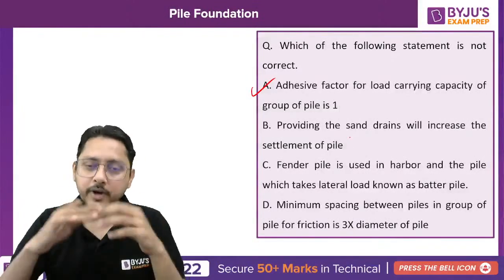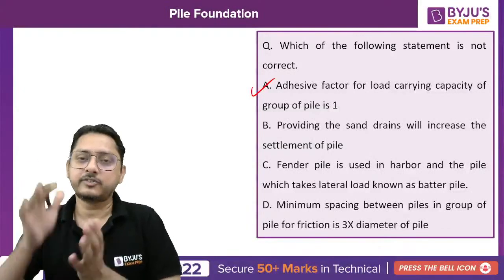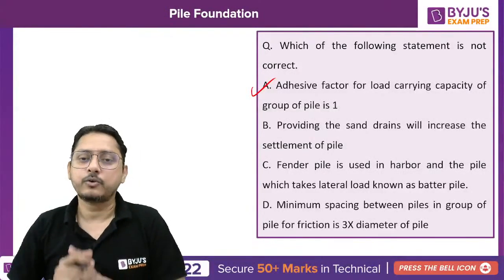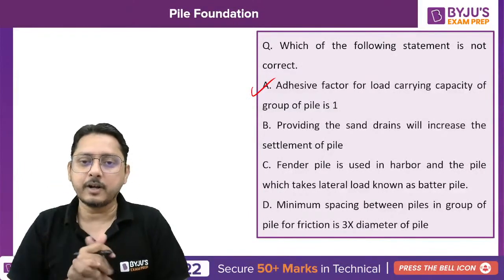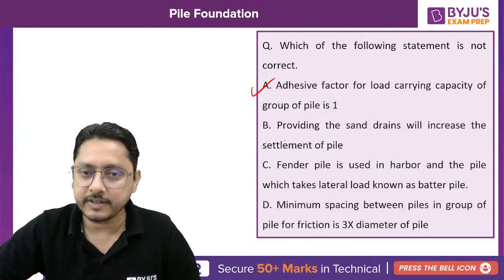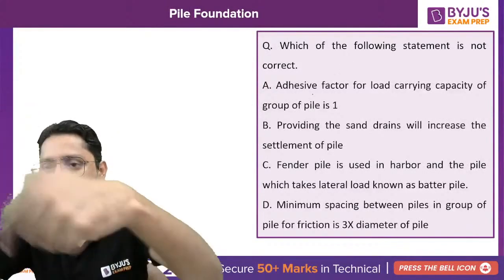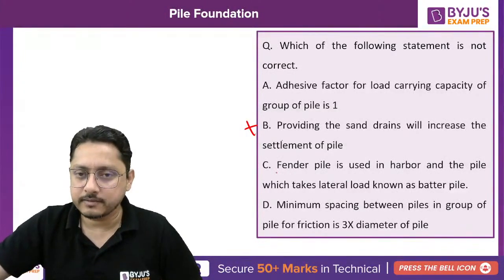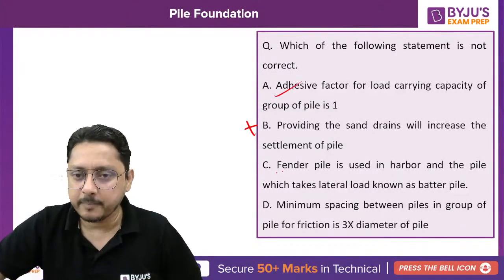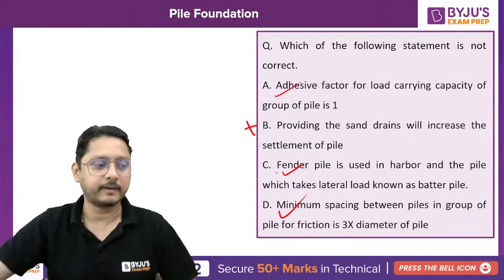If you are having more and more drainage, means water can dissipate very easily, and the settlement of the soil will be quite fast. But the total amount, the ultimate settlement, is not going to increase. So this is the wrong one. For this particular question, he is asking which one is wrong. This is wrong, this will be the answer. All others are correct. This is also correct. Fender pile is used for the harbor. This is also correct. Minimum spacing between the pile group, this is also correct.